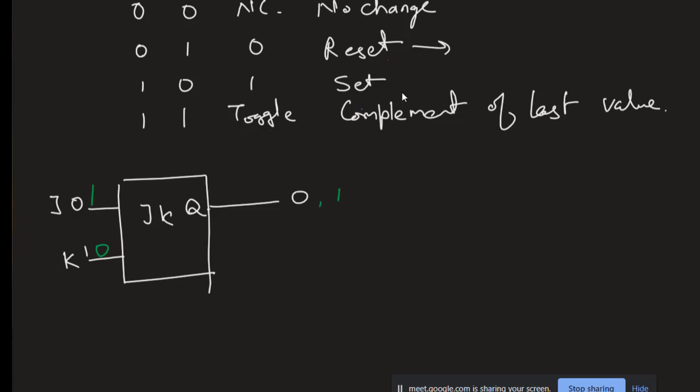This is 1 and this is 1. That means the fourth combination I am seeing, that means toggle. And what does toggle mean? Complement of the last value. Can you tell me what I should write? Zero. Very good. Why 0?